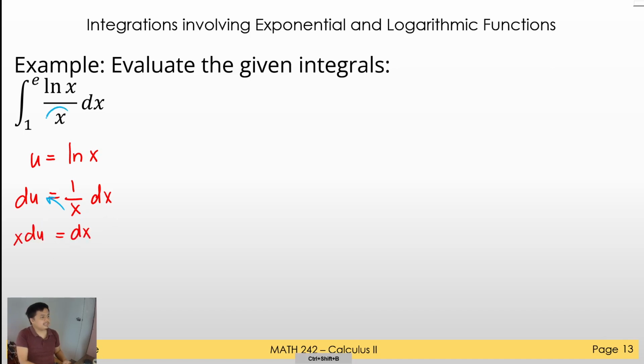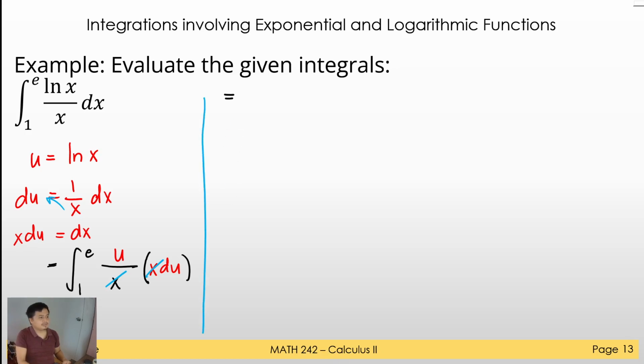So as you can see, you can cancel out this x. So this will be equal to ln x, u over x, and then dx is now equal to x du. So we can cancel this x here. I think I'll just write this here. So this will be equal to, we have 1 to e. So we have u du.